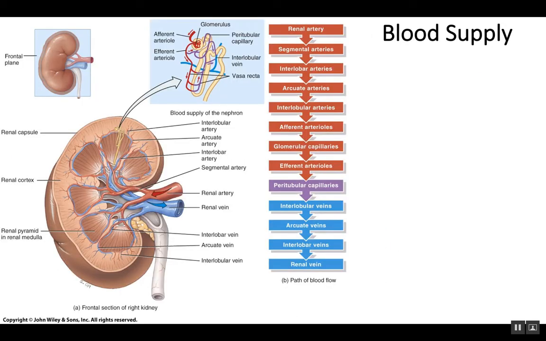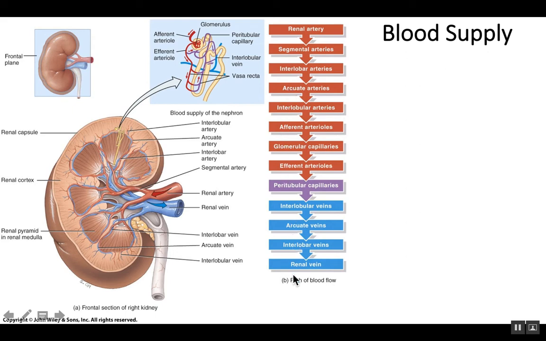Blood flow, blood supply is a very important topic. The idea here is you have one renal artery going to a kidney, but there's 1 million nephrons. So how do we get blood to every single little nephron? Well, you have to branch and branch and branch that renal artery. So this is just kind of the blood flow through the kidney and then back out of the kidney.